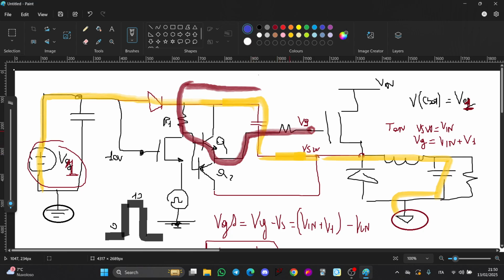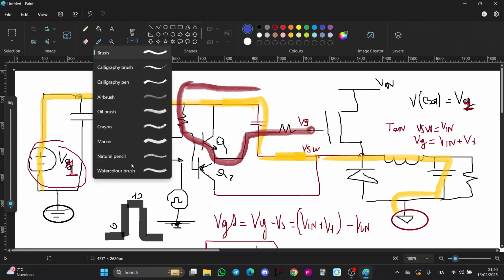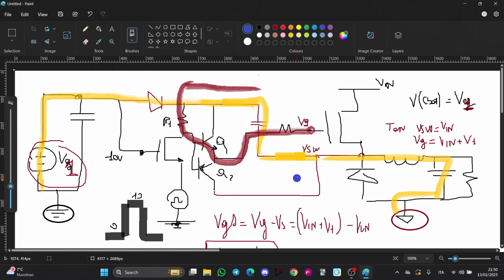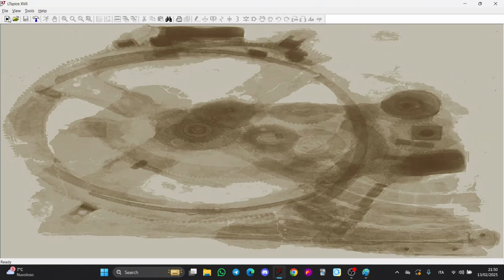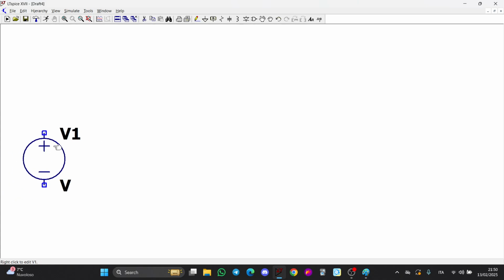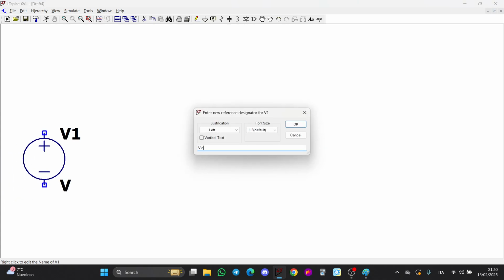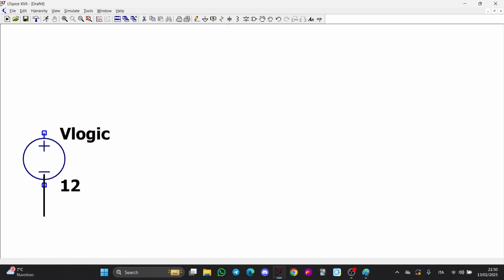But instead of flowing this way, it will basically flow into the other path. So it will use this MOSFET instead. One is a PNP and the other is an NPN. So it's the same. Now let's open LTspice and let's see what happens. So this is the logic voltage, VLogic. Let's put it to 12 volts.